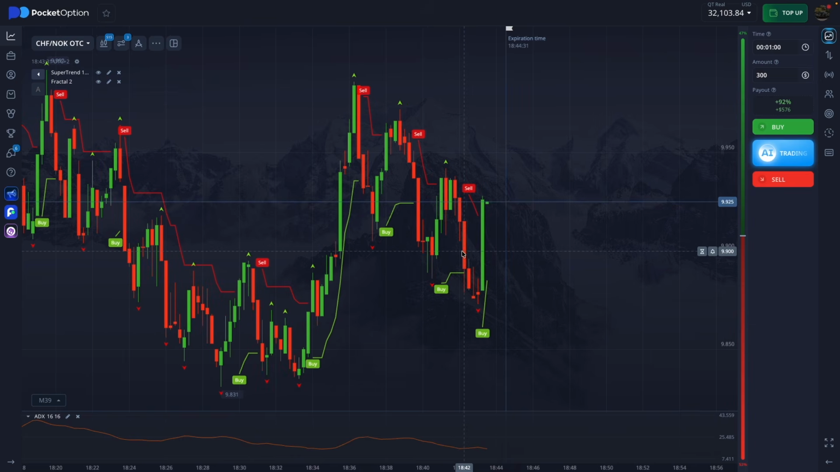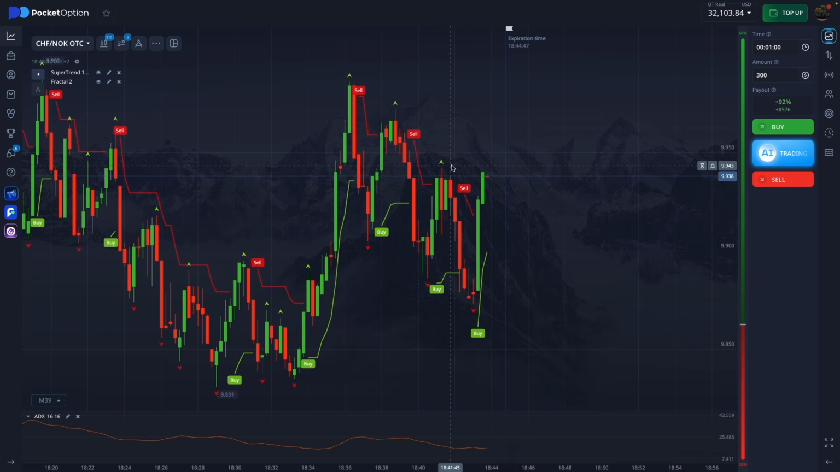The last indicator I pay attention to is the fractal indicator. To enter an up trade, I need the last fractal on the chart to be red and pointing down. If I want to enter a down trade, I need the last fractal on the chart to be green and pointing up. This is exactly a kind of theoretical overview of how I work with this strategy.